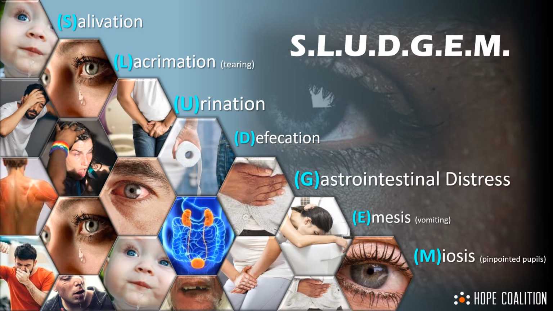As explained with our previous slide, the mnemonic SLUDGEM is used to remember the potential symptoms of nerve agent exposure. S for salivation, L for lacrimation, meaning tearing, U for urination, D for defecation, G for gastrointestinal distress, E for emesis, meaning vomiting, M for miosis, meaning pinpoint pupils.